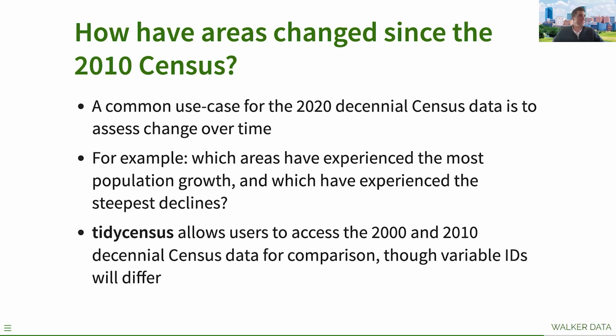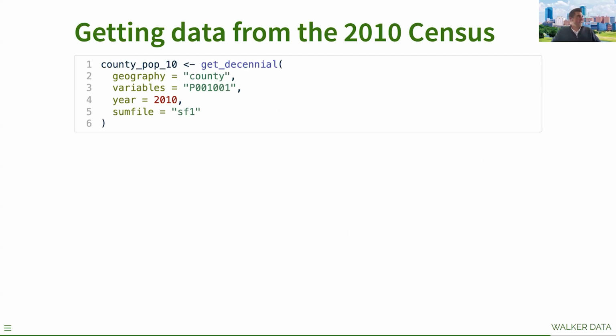So let's talk about this. Let's ask this question. What are the fastest growing areas between 2010 and 2020? And what are the slowest growing? So let's grab some data from the 2010 census. We use get_decennial. Geography equals county is the same, though our variables are going to be different. So we're doing variables equals, and this corresponds to what we've looked up in, say, load_variables for the 2010 census. The year is 2010, and our summary file is SF1.